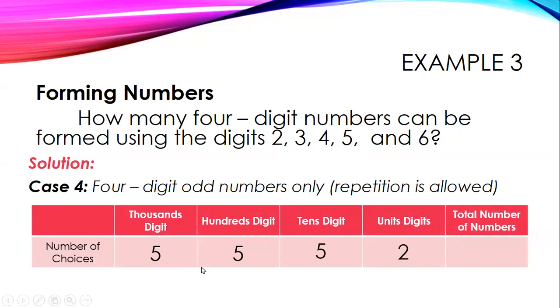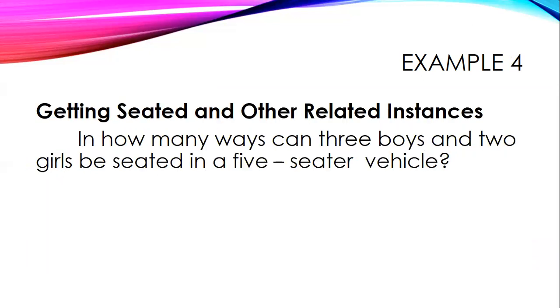So to get the total number of numbers, we need to multiply 5 times 5, 25, times 5, 125, times 2 is 250. So we have total number of numbers is 250 if four-digit odd numbers only and repetition is allowed. Okay? So next, getting seated and other related instances. In how many ways can three boys and two girls be seated in a five-seater vehicle?